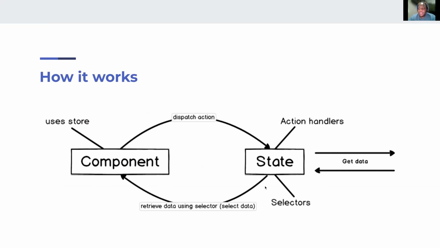Now, this is another diagram that I will just try to explain briefly. Basically, a component dispatches an action. The state listens to that action, and the state can also fetch data optionally. It updates the state immutably. Now the component subscribes to some part of that state through a selector. So basically, this is what this diagram is saying.